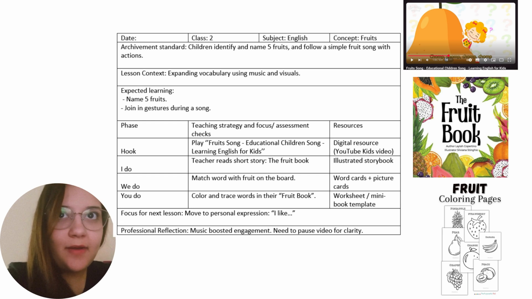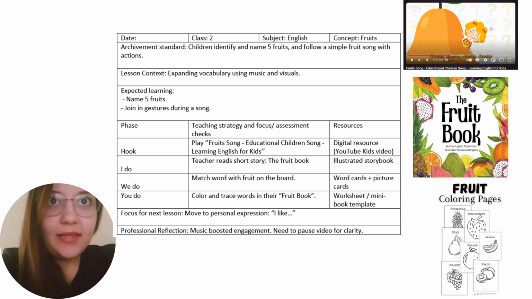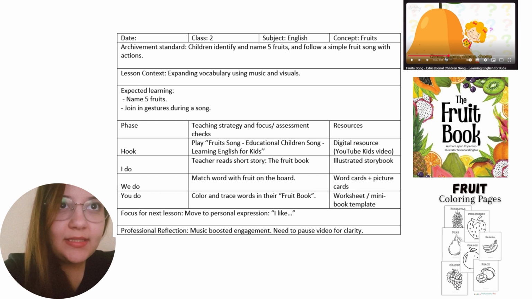Lesson 2. In our second lesson, the goal is for children to identify and name five fruits and follow a simple fruit song with actions. The focus is to expand vocabulary through music and visuals. Students will learn five fruit names and join in with gestures during the song.